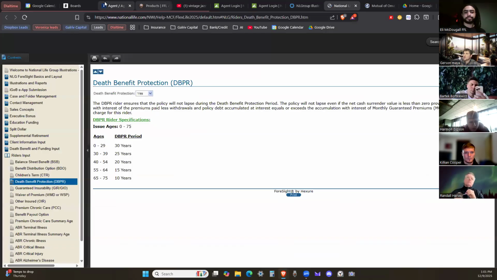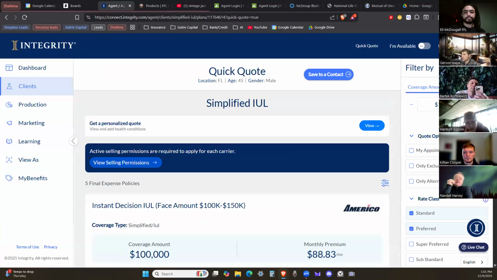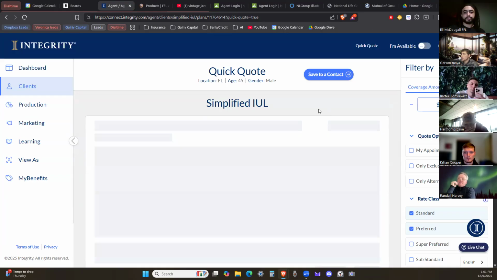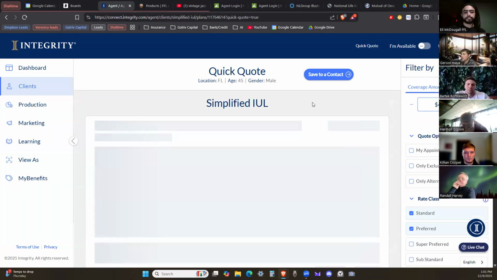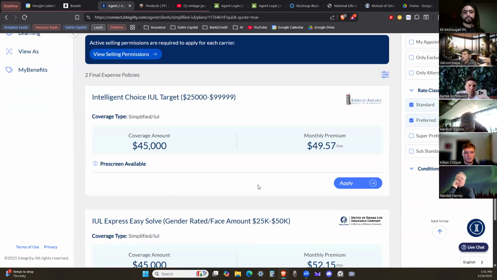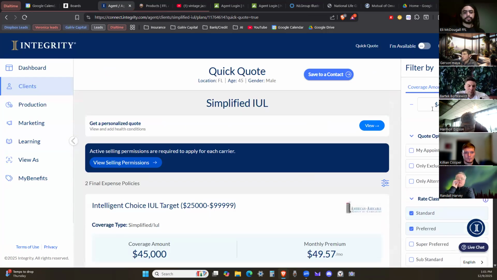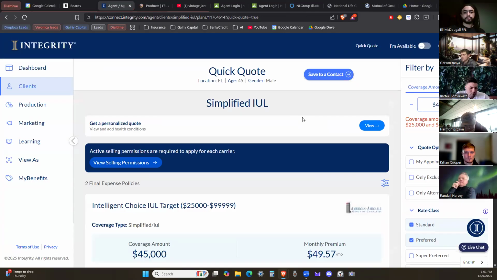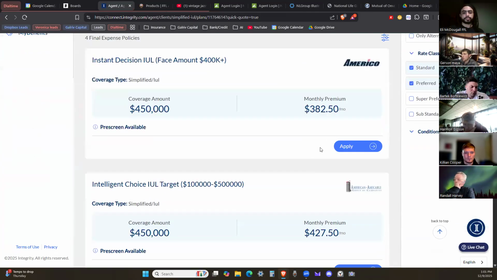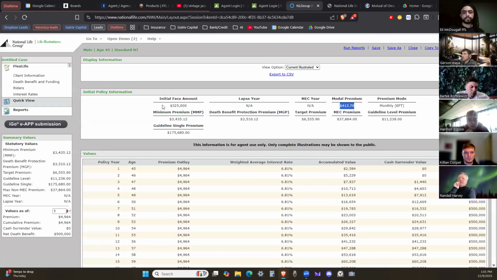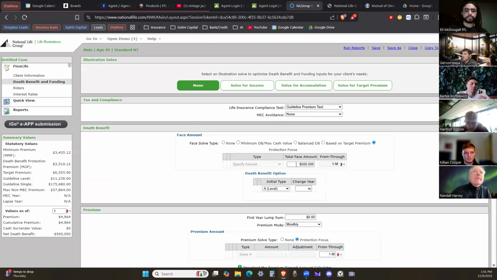IUL, I saw AMAM has the one for 500,000. So let's see what theirs looks like in terms of price compared to the fully underwritten protection focus. It doesn't show it because, all right. 450 between these two. That's not the right one. Okay, that would be those prices. Let's go back to that. It'd actually be cheaper than that. Let's go back to 450 here though.